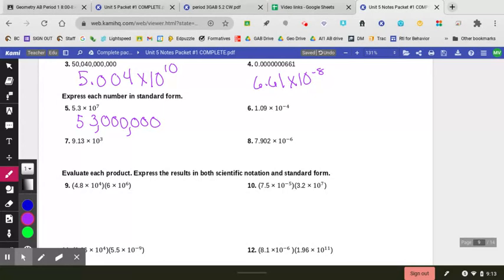Now here it's negative 4, so that means I'm making a smaller number. So I need to move it 4 places left. That gives me 0.000109. And so please pause and try number 7 and 8.